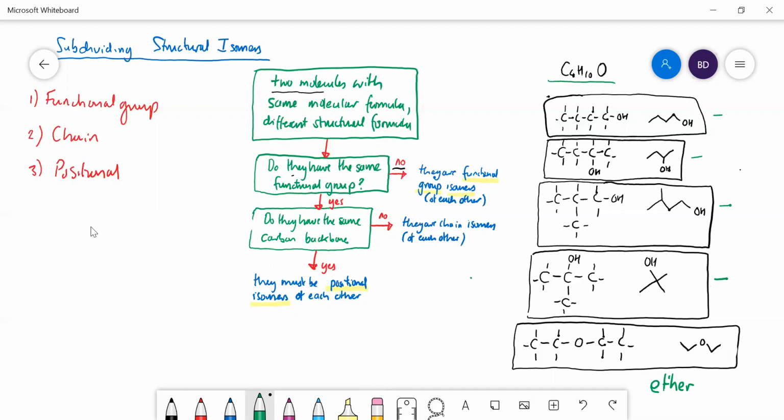Let's use our little flow chart to compare these. Let's just call them 1, 2, 3, 4, and 5. Let's look at numbers 1 and 2. Do they have the same functional group? Yes, they both have an alcohol functional group. Do they have the same carbon backbone? They do, both have 4 in a row with no branches. So they must be positional. That's easy enough.